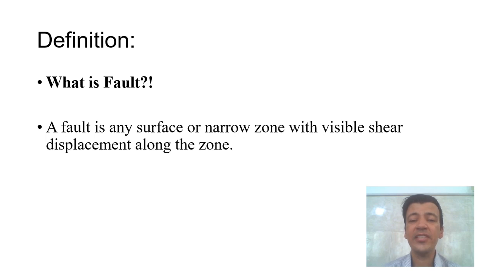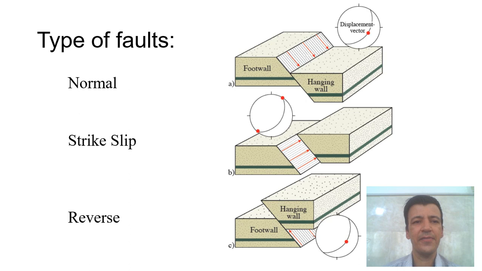What about fractures? In fractures, we can't identify any visible displacement. This is the difference between faults and joints. In faults, we have a displacement. What about the types of faults? We have three different types of faults: normal faults, strike slip faults, and reverse faults.